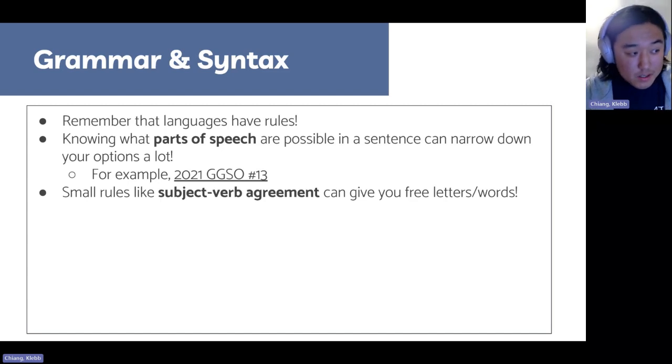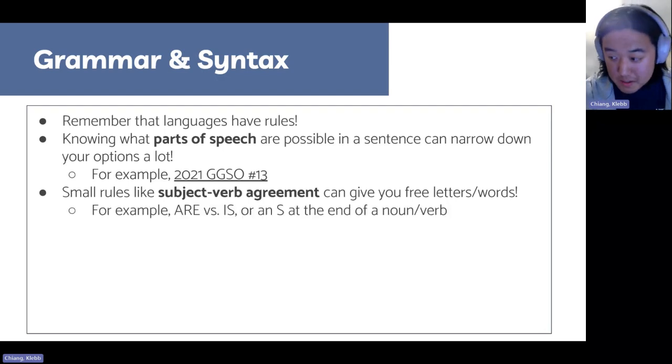Next up, small rules like subject-verb agreement, right? You wouldn't say he are, you'd say he is or he was. You wouldn't say they is, you'd say they are or they were. So that will give you a lot of information. Are versus is, for example, or if you can tell something says, for example, are the, then you know that the before it is probably an S because it's a plural noun. So just kind of keep that in mind.